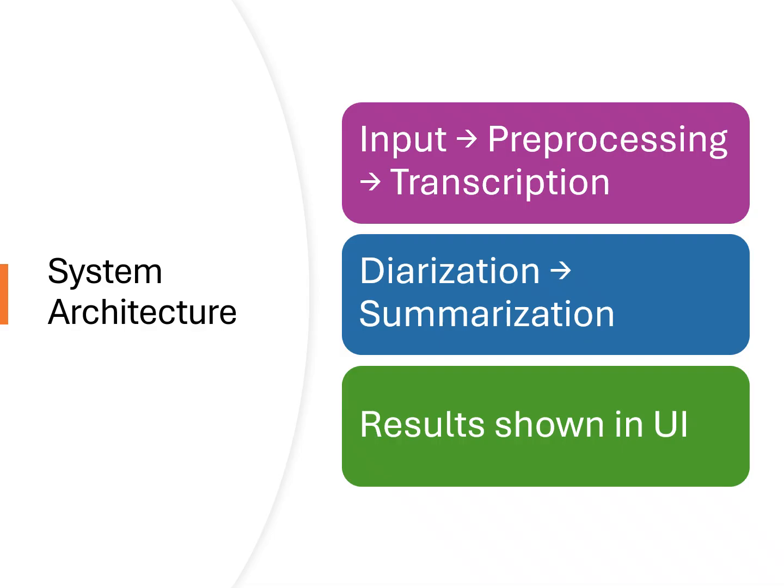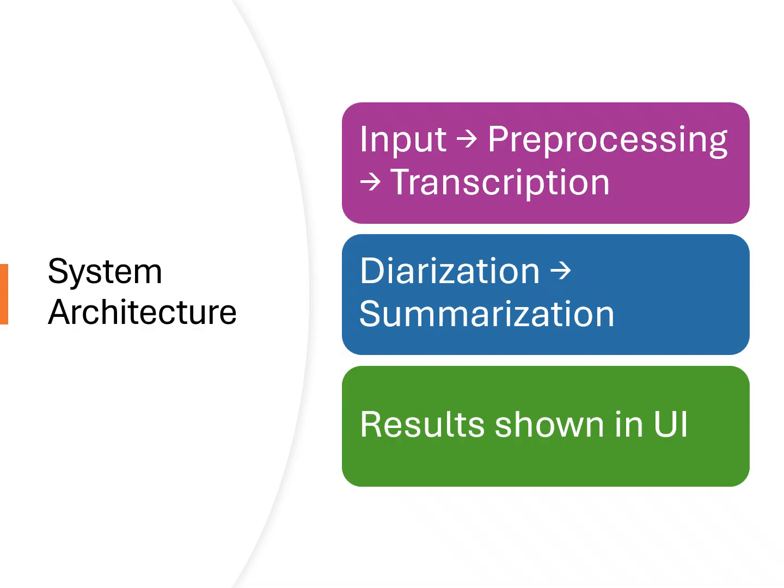The audio is then sent through the transcription stage, where a speech-to-text model converts spoken language into readable text. Once the transcript is generated, the system performs speaker diarization, which helps separate and identify different speakers within the conversation. This makes multi-speaker recordings easier to follow and understand.